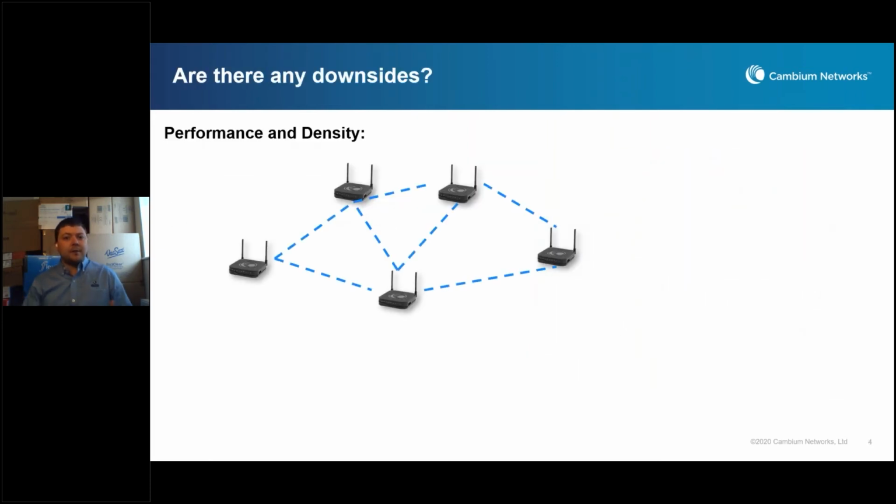So far, I've actually made mesh sound good, right? To allow you to extend coverage, to allow clients to connect by simply adding an AP. So what's the catch and why doesn't everyone do it? So let's talk about performance and density briefly.